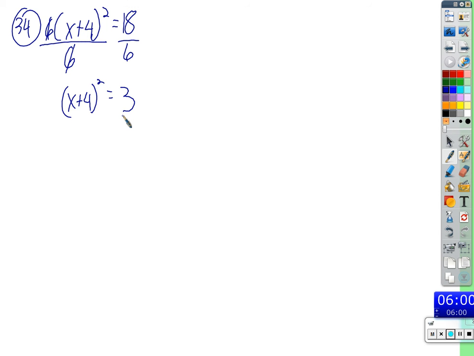Alright, now we've got the squared thing by itself. When we get to that stage, how do we cancel out the square here? Take the square root. Square root cancels, and we get x plus 4 equals what? Plus or minus the square root of 3. Remember, when you take the square root of both sides, you include the plus and the minus, positive and negative.